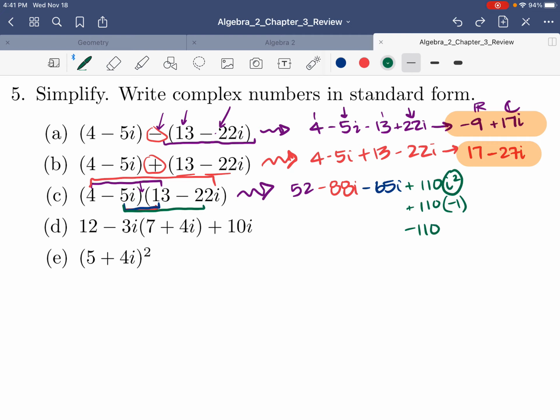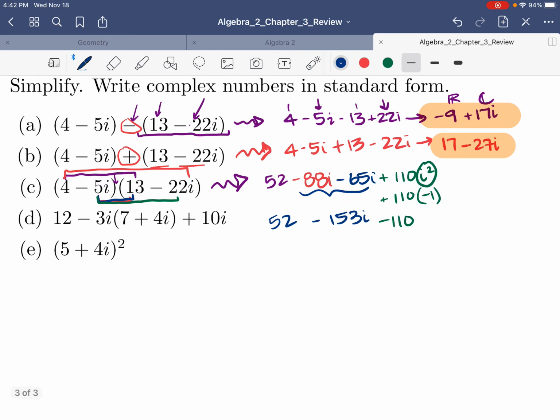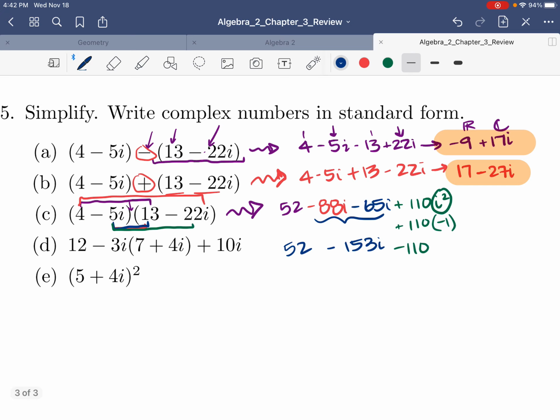And then everything else we just bring down from the step above. So I'm going to collect like terms and bring numbers down simultaneously. The negative 88i and the negative 65i gives us negative 153i. And then you'll notice you can still combine the negative 110 and the 52. So 52 minus 110 is negative 58. So we have negative 58 minus 153i. And that is in standard form. And this is our answer for part C.